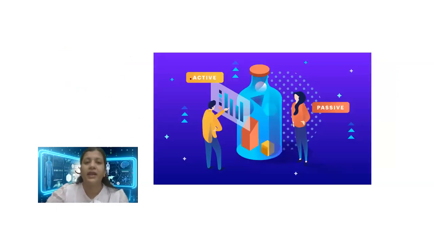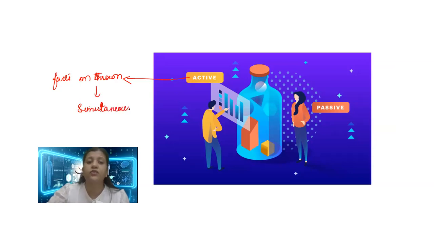Now, what is the meaning of active learning, and what is the meaning of passive learning? In active learning, when the facts are thrown at the student, the student is simultaneously working on those facts with the teacher and trying to understand what is happening. Whereas passive learning is just receiving the information without any feedback.